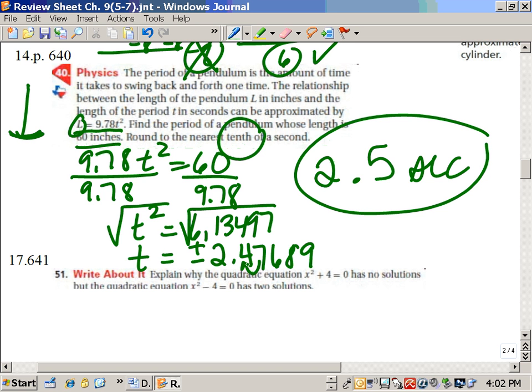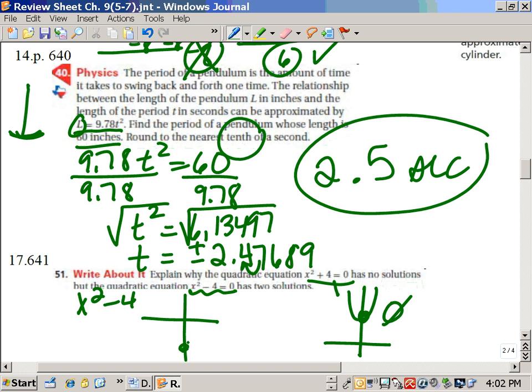Number 17, why does this have no solution, but this one has 2 solutions? Well, the graph of x squared plus 4 is going to open up beginning at 4. Therefore, there are no solutions because it does not cross the x-axis. x squared minus 4 is going to start down at negative 4 and open up. And as you can see on my graph, it has 2 solutions.